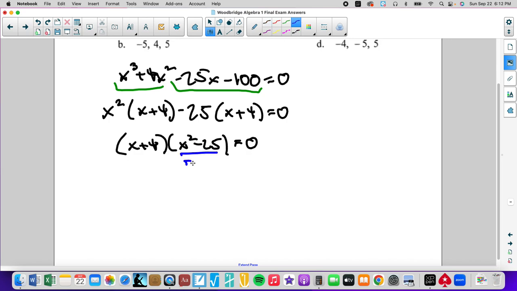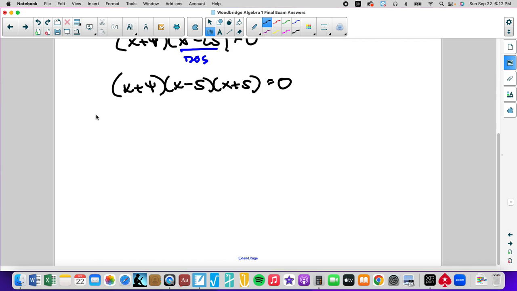This is the difference of squares: 2 terms, subtraction, both are perfect squares. That's how I knew. So that leaves me with x plus 4, and then this produces conjugates. Remember, difference of squares produces conjugates. They have to be opposite of each other. Now we have 3 boxes that multiply to make 0, so one of these must be equal to 0.